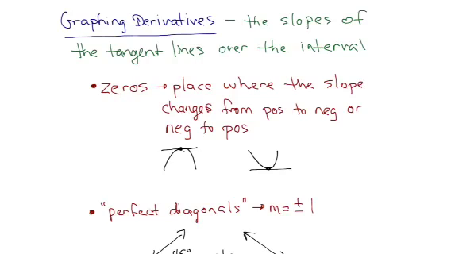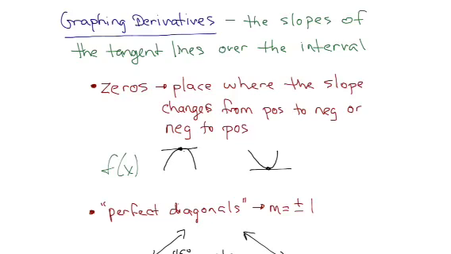All right, so no exact directions or steps on how to do these. You just got to look for some certain things. So that's what this list is here, just a list of things to be careful to look for. First off, the zeros. That'd be the place where the slope changes from a positive to a negative or a negative to a positive. So these would be f of x graphs, meaning that these are the actual original graphs.